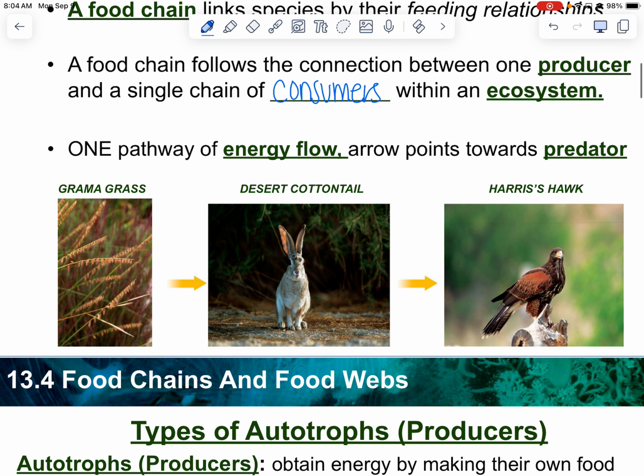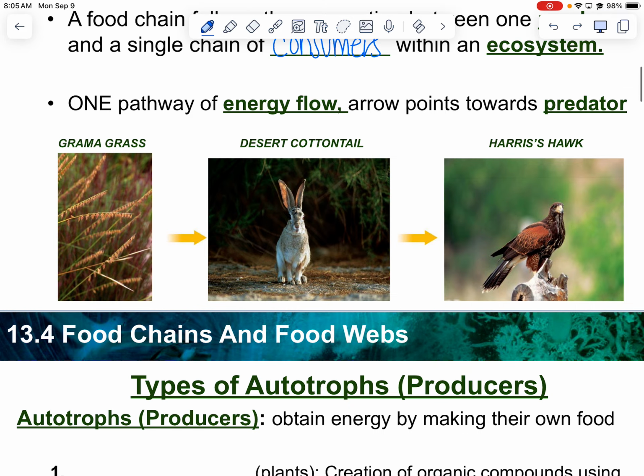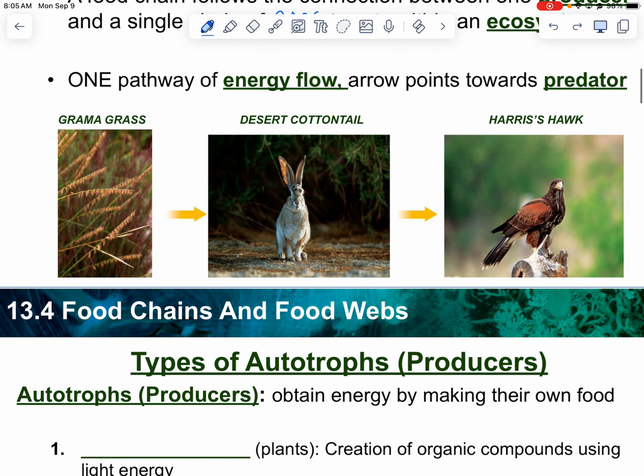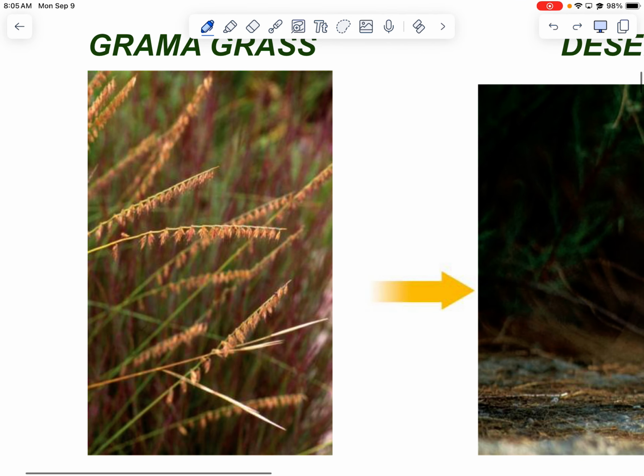Okay, and the arrows point toward the predator. So the arrows always flow up the chain. Okay, you already knew that and you already answered questions on it. So we have a producer here. What's another word for producer that ends in troph?